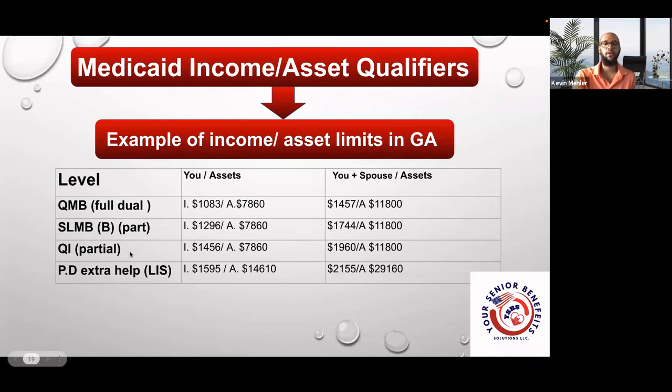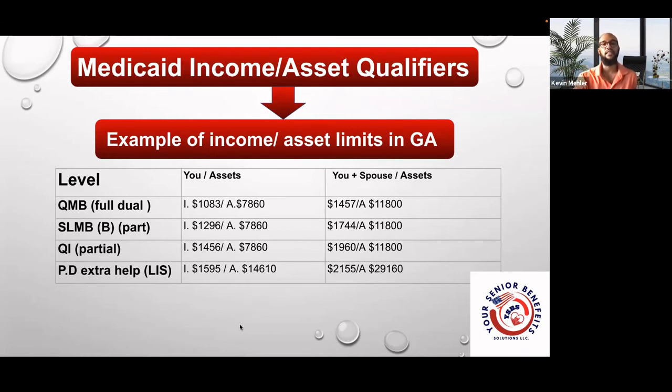Okay. And then for the last but not least, the partial QI Medicaid, you can draw about $1,456. So in my head, I was thinking close to $1,500, but you have to be below it to qualify for it. And then it's $7,806 in assets. If it's a spouse or a couple, you can draw together $1,960 and have $11,800 in assets.